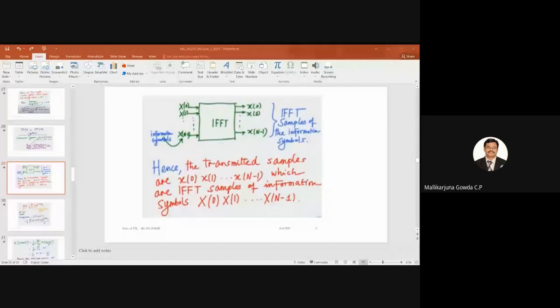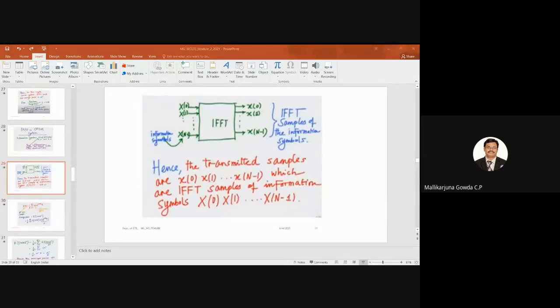The x vector will be passed through the IFFT. So x of 0, x of 1 up to x of N minus 1 are the information symbols. When we pass them through an IFFT, we get the time domain signals, denoted by small vector x: x of 0, x of 1 and so on up to x of N minus 1. These are the IFFT samples of the information symbols. Hence the transmitted samples are the IFFT samples of the information symbols.